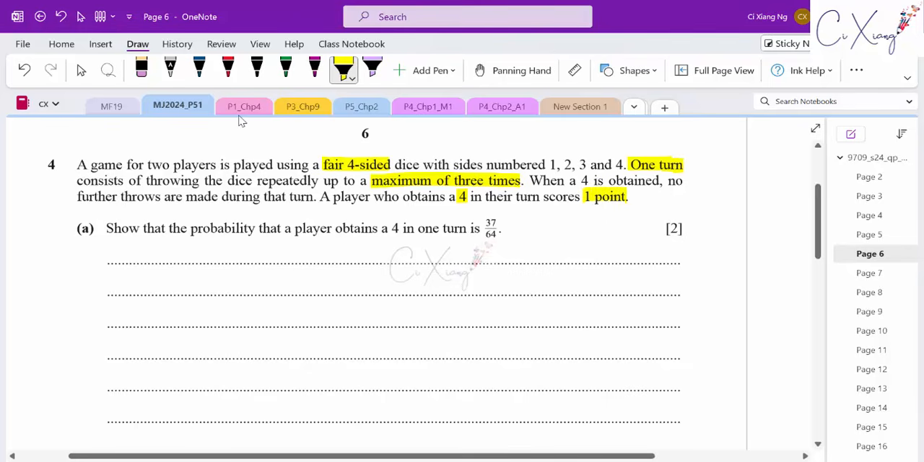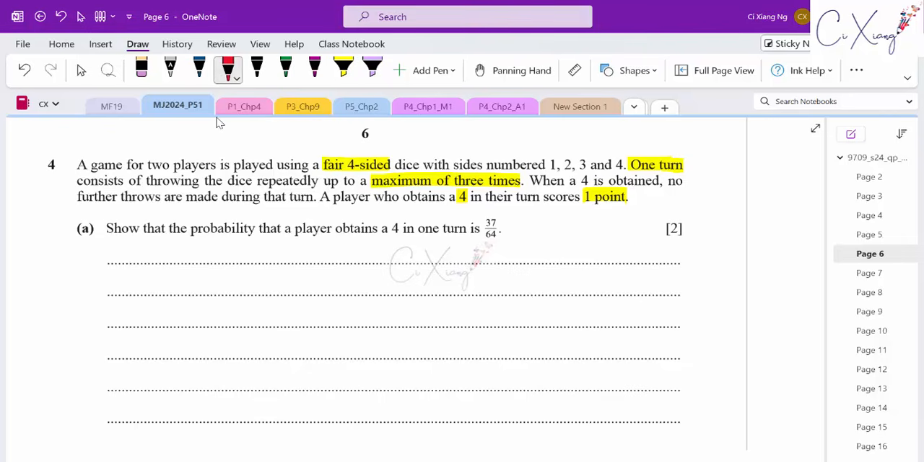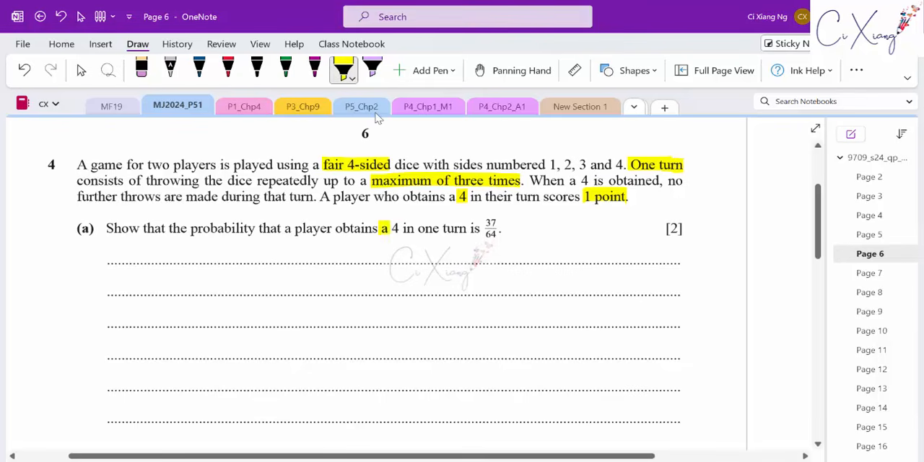Now they want us to show that the probability a player obtains a 4 in one turn is 37/64. So what is the probability for us to get a point, or obtain a 4? Maybe we focus on obtaining the 4 first.